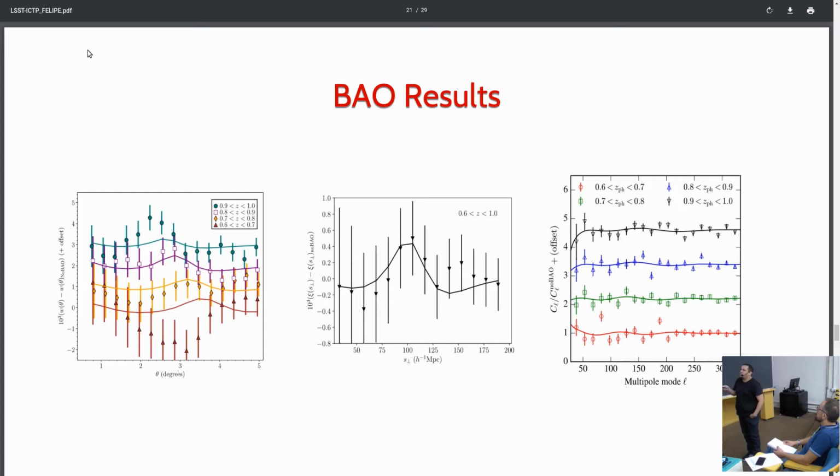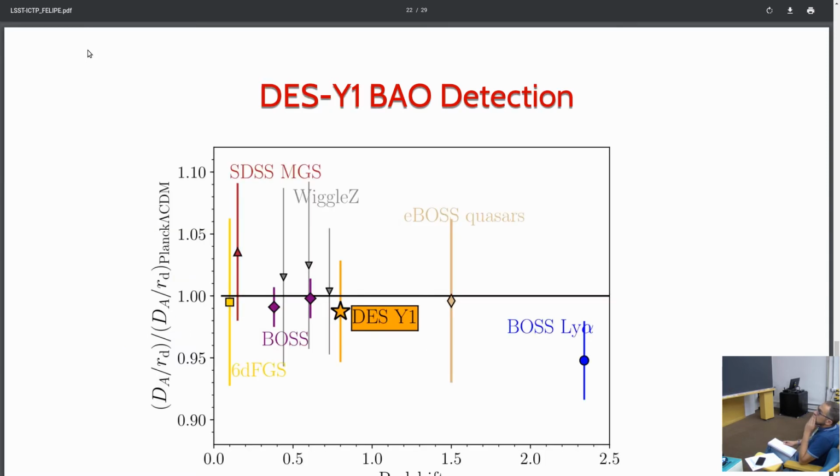We have some problems, both for the groups, but our final result seems very good, consistent between the 3 statistics. And for a photometric survey, it seems an amazing result. We have the BAO constrained up to 0.8 in redshift with this 4% error. This seems very good.